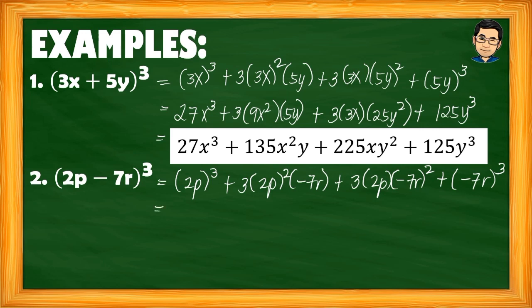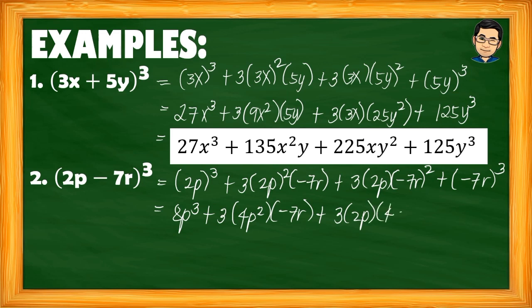So 2p times 2p times 2p, that is 8p cubed. Next, plus 3 times, so the square of 2p, 4p squared, times negative 7r, plus 3 times 2p, and then the square of negative 7r, 49r squared. And then cube the last term, negative 7r times negative 7r times negative 7r. So that will become negative 343r cubed. And then we simplify.